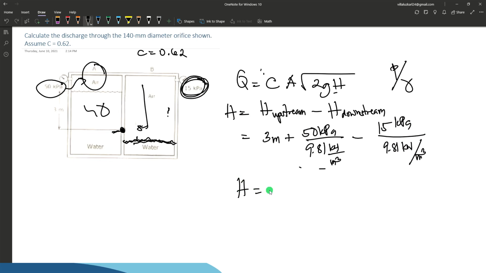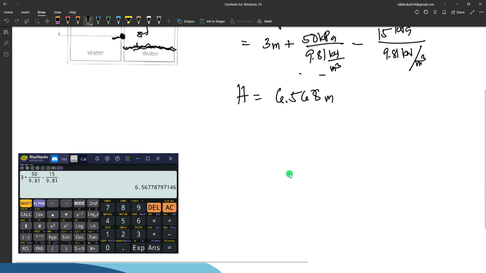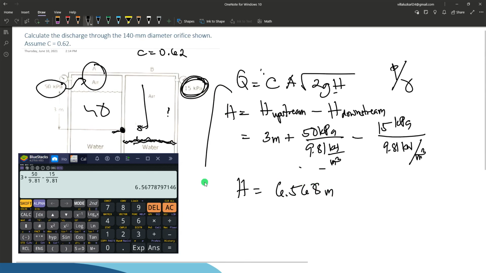So the head is equal to 3 plus 50 over 9.81 minus 15 over 9.81. So that's 6.568 meters. Then we can now compute the discharge.